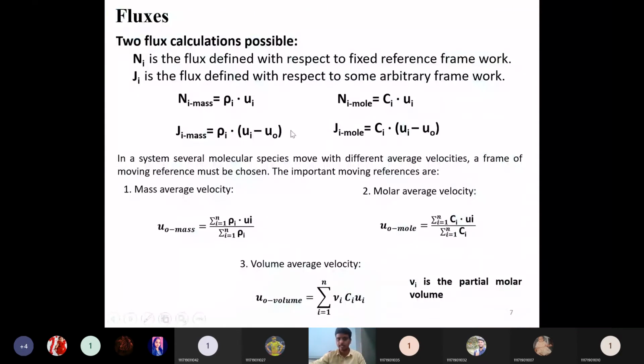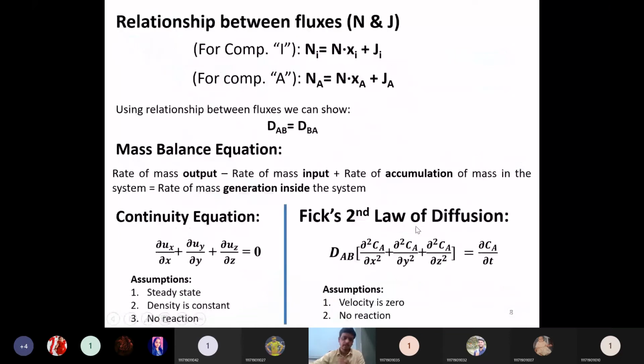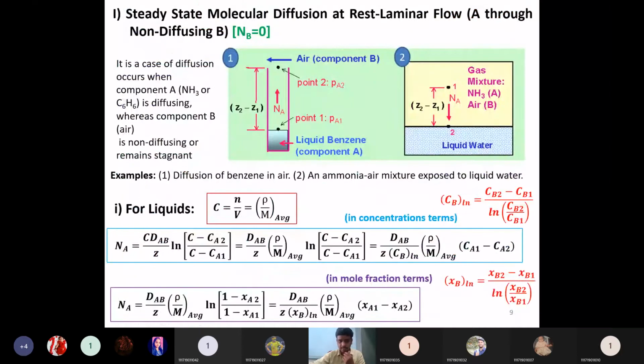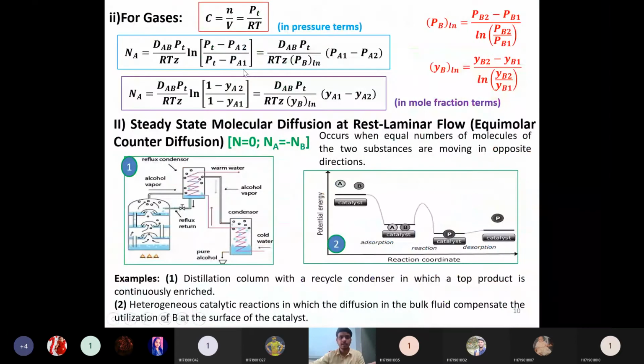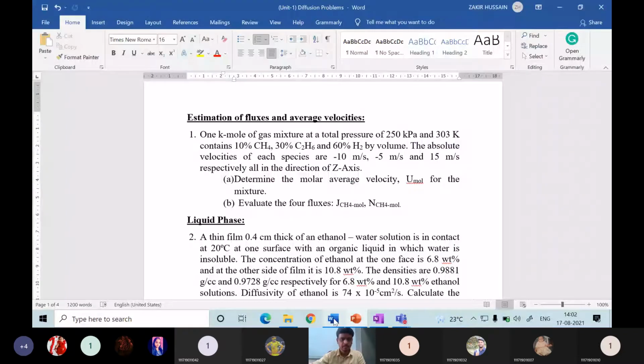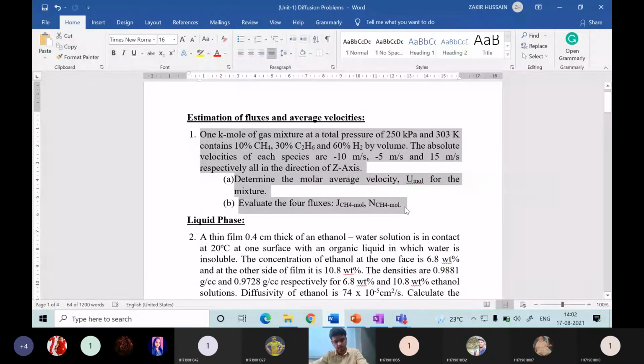This N_i and this u naught mass and u naught mole, a small problem we will try to solve. Until the last class, we have seen this case, and based on this, a couple of problems we have solved. Today we are going to see this one. Before that, let us solve one more basic problem: estimation of fluxes and velocities, how to estimate that.